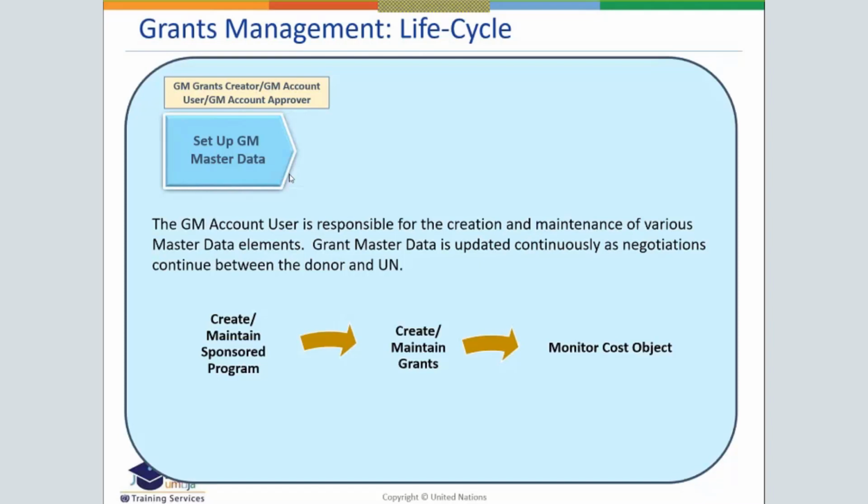the cost objects. Okay. The grants are alive during the whole life of the process of the agreement. So these grants have to be changed, updated, the statuses have to change. We will see it later on in the exercise. So this is a task assigned to the GM account user. So we have all our master data created in the system: grants management master data, sponsor program, and type of grants.